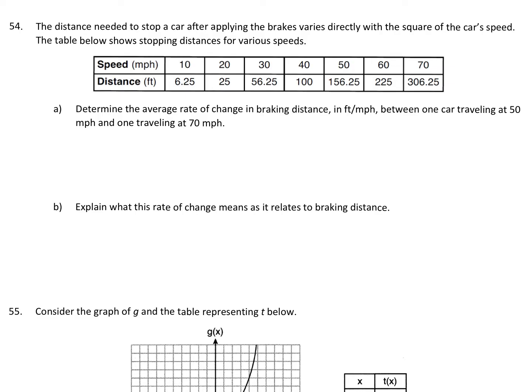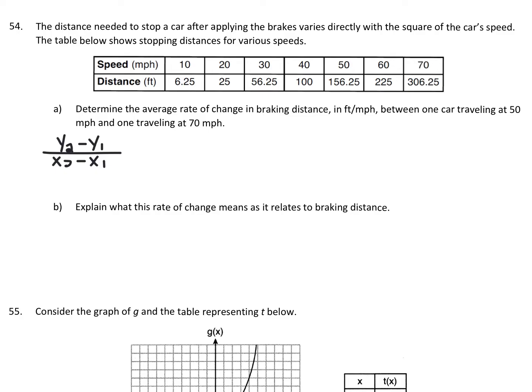Okay, so it says the distance needed to stop a car after applying the brakes varies directly with the square of the car's speed. The table below shows the stopping distance for various speeds. Okay, now in letter A, it says determine the average rate of change. So right away, I know I'm going to be using this formula. In braking distance, in feet per mile per hour, between one car traveling at 50 miles per hour and one traveling at 70 miles per hour. All right, so they're giving us 50 miles per hour, which we see is right here. Okay, and they give us 70 miles per hour, which I see is right here.